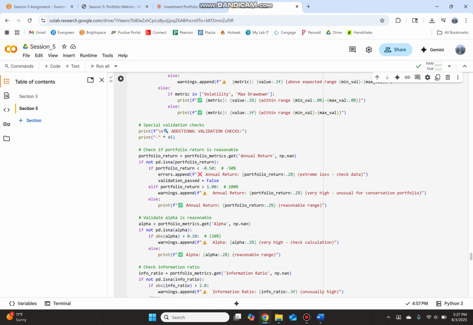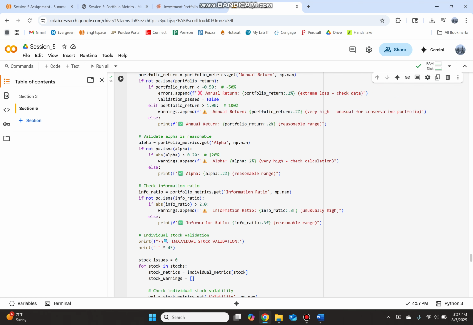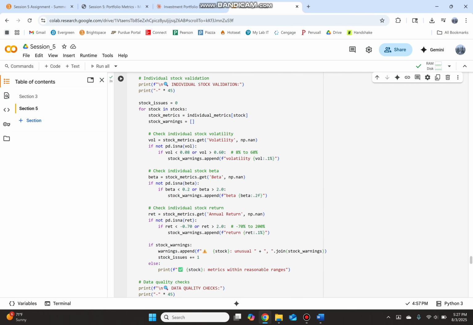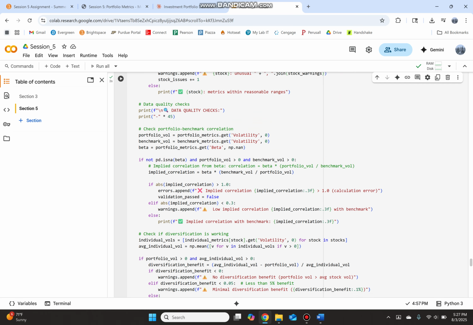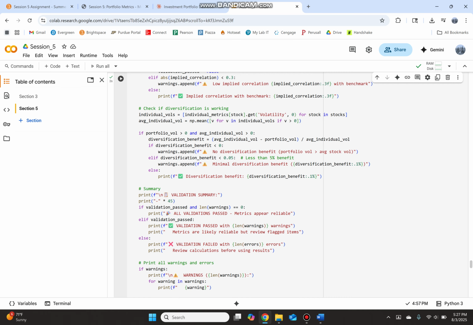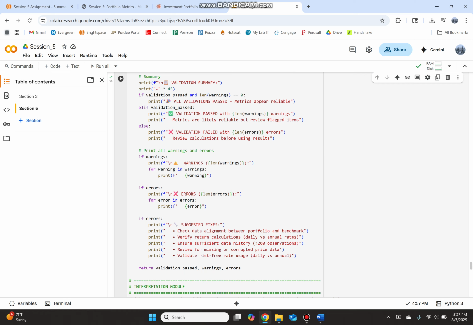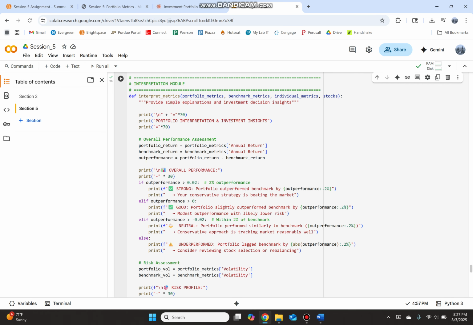Then we have special validation checks: portfolio return, alpha, information ratio, stock validation, stock beta, stock return, data quality, portfolio benchmark correlation, and diversification. It gives me a lot of summary and details on what's going on. That's very in depth, but I'll go over that when we actually run the code.